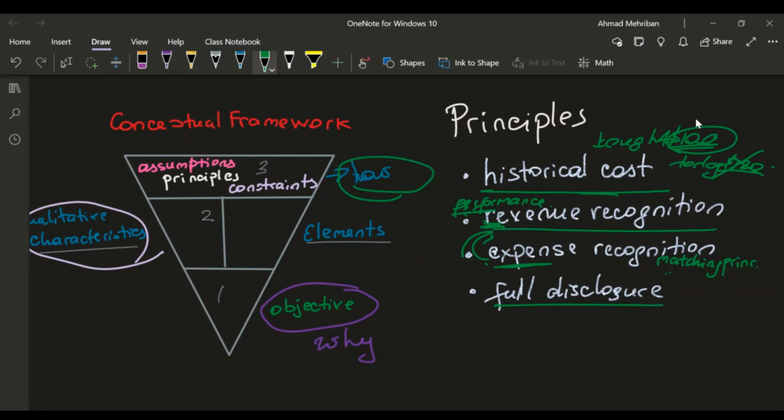Again, don't overthink it. It's very simple. We will discuss it again in the future in the class, but for now, just remember that we have three major principles, and those are historical cost, revenue recognition, and expense recognition. I would say full disclosure is the item that demands the least attention, because eventually you will be working with these three in practice.